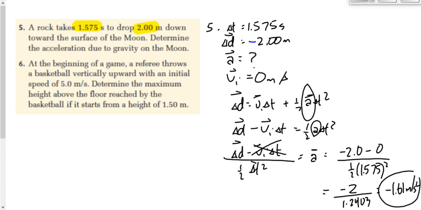Good. Good. Number 6. At the beginning of a game, a referee throws a basketball vertically upward with an initial speed of 5 meters per second. Find the maximum height above the floor reached by the basketball if it starts from a height of 1.5 meters.